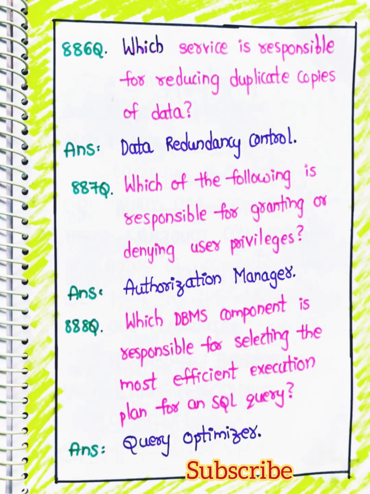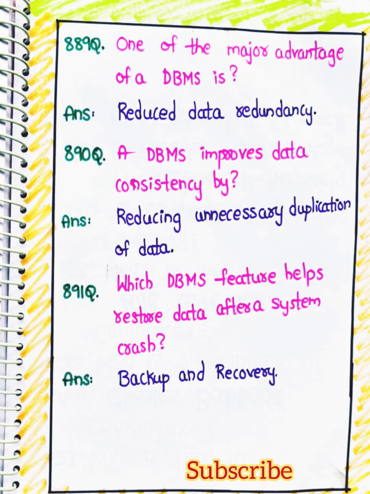Which service is responsible for reducing duplicate copies of data? Data redundancy control. Which of the following is responsible for granting or denying user privileges? Authorization Manager. Which DBMS component is responsible for selecting the most efficient execution plan for an SQL query? Query Optimizer. One of the major advantages of a DBMS is reduced data redundancy.